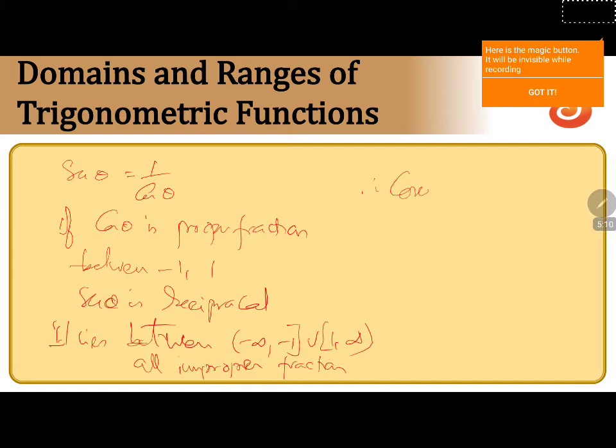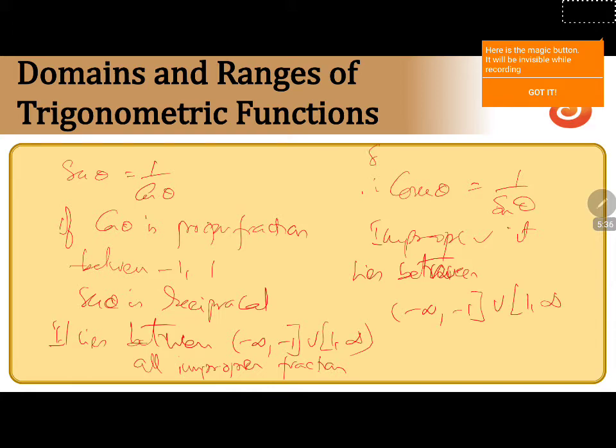Similarly, cosec theta is 1 by sin theta, improper. So it lies between, again, minus infinity to minus 1 union 1 to infinity. So sin theta and cos theta are proper fractions. Its reciprocals are improper fractions.